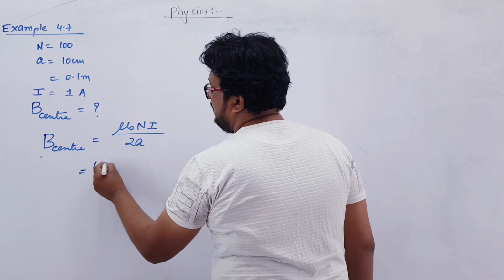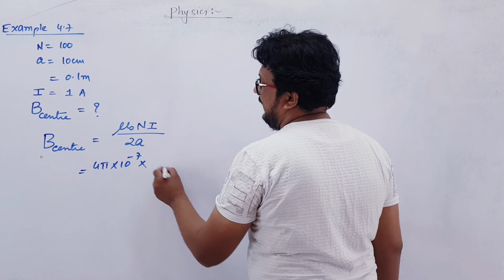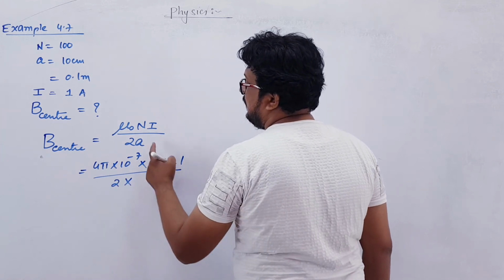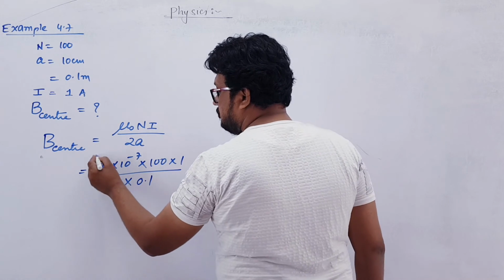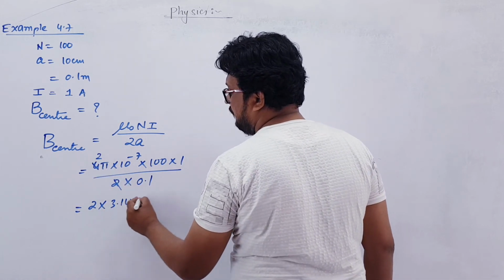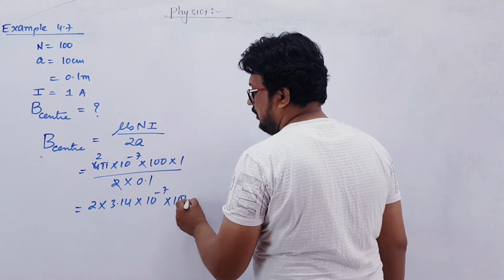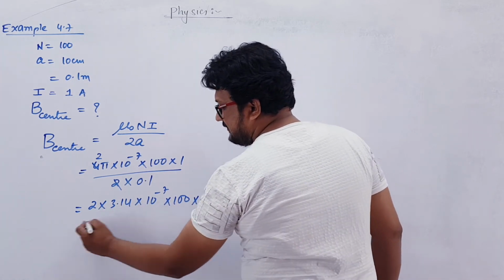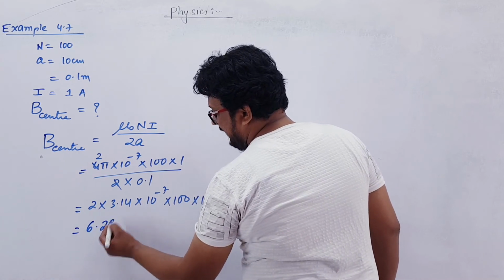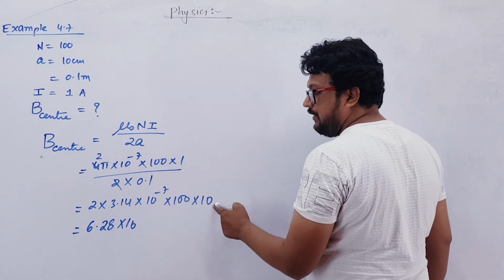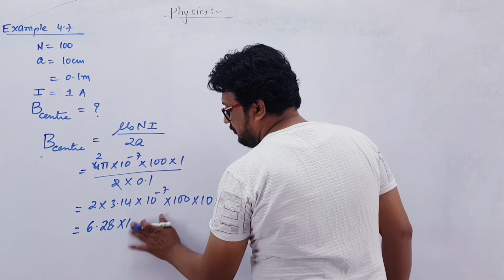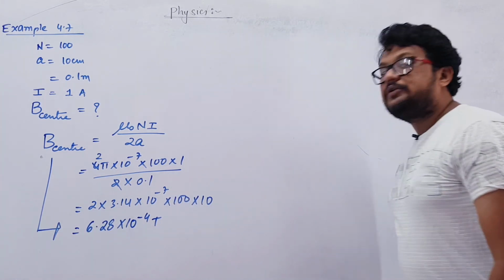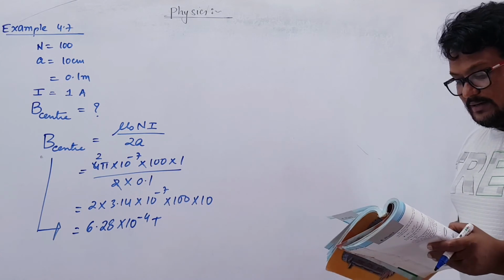What is mu naught? 4 pi into 10 to the power minus 7 into N is 100, I is 1, over 2 into A is 0.1. 2 2s are 4. So 2 into pi is 3.14 into 10 to the power minus 7 into 100, 0.1. 1 divided by 0.1 is 10. So 2 into 3.14 is 6.28, into 10 to the power 1, 2 and 3, 10 to the power 3 and 10 to the power minus 7. So this will be 10 to the power minus 4 Tesla. So magnetic field produced at the center of this ring is 6.28 into 10 to the power minus 4 Tesla, and that is the answer.